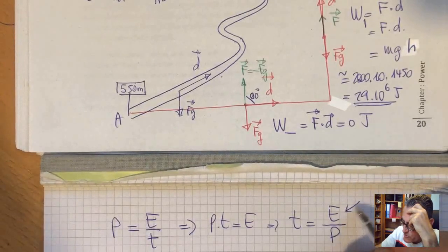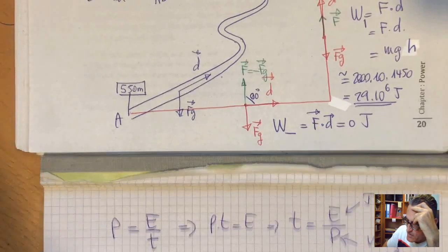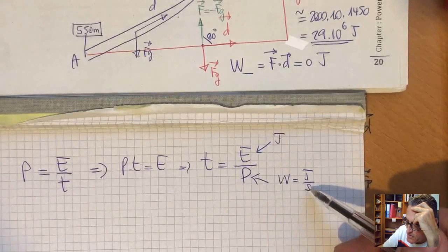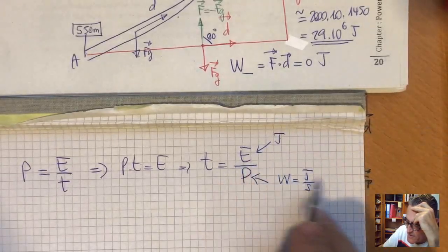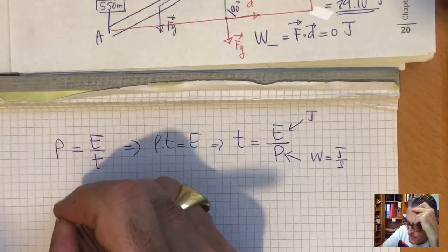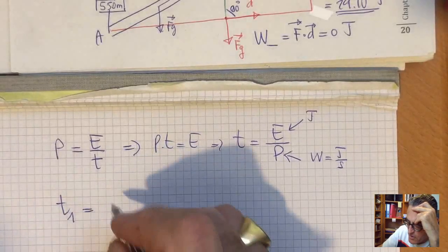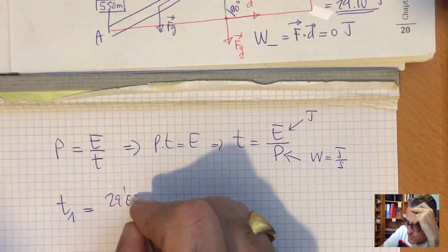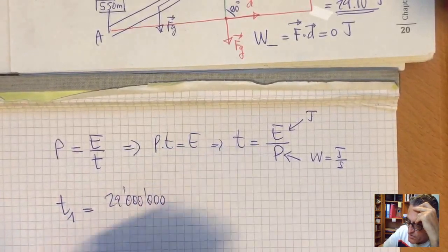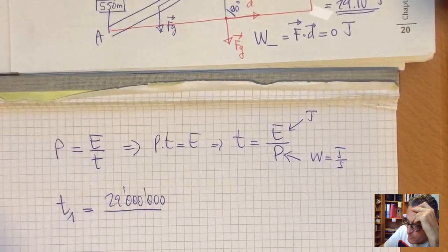The energy is in joules, the power is in watts, which are just the same as joules per second. If you do joules divided by joules per second, you will end up with seconds, so it's going to be a time. Now let's compute the time for the first car. The energy is 29 million joules, which is the total energy needed to go up the path.